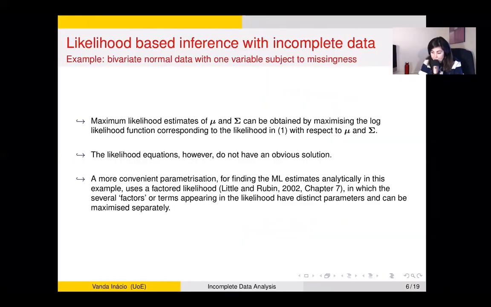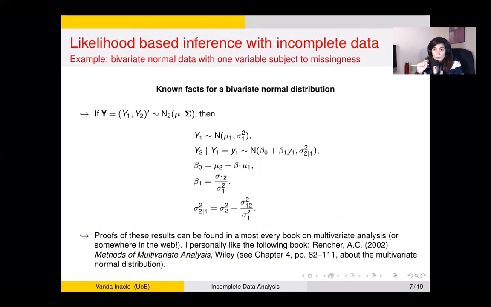Some known facts about the bivariate normal distribution that I will use. Remember that my likelihood is the product, over the first m observations, of the joint density of the bivariate normal distribution, times the univariate normal distribution for the n minus m observations coming from y1. And what is making my life difficult is the contribution from the bivariate normal density.